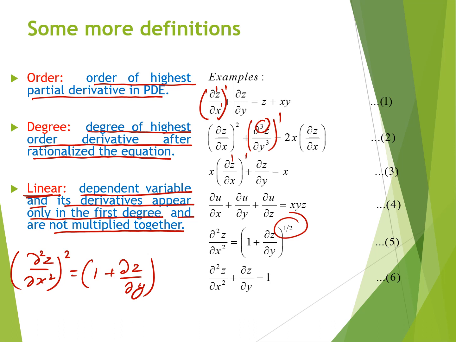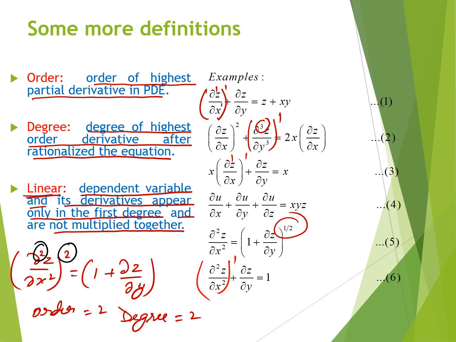Now the equation is rationalized. The order of this equation is 2 and the degree of this equation is 2. The order is because of this and the degree is because of this. Now in the sixth equation, the order is 2 and degree is 1.